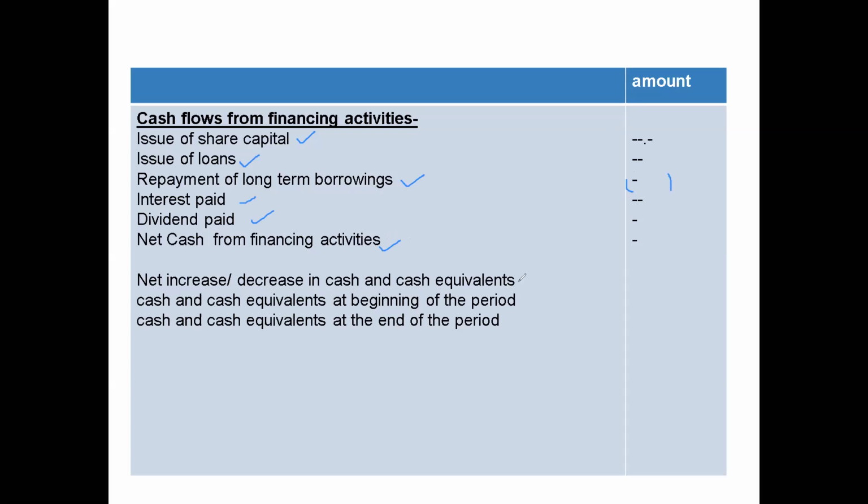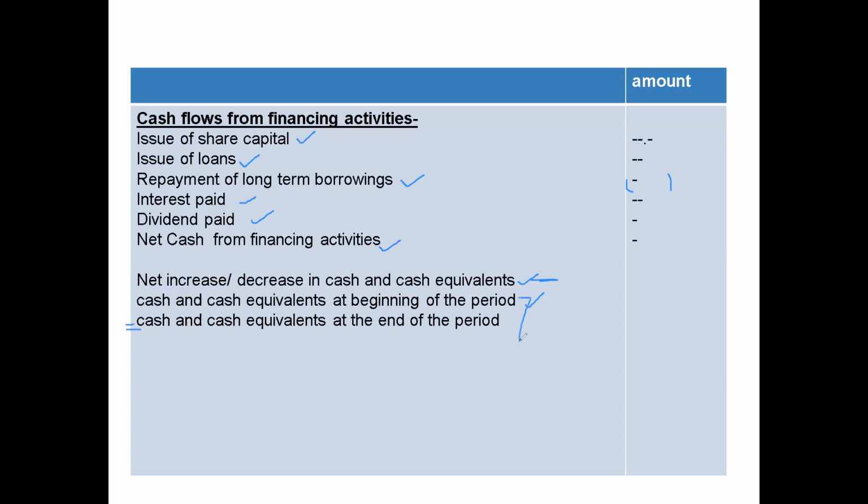Now here it would be net increase or decrease in cash and cash equivalents. That means cash from investing activities, financing activities, and operating activities. Here we'll do the total of this. So either it will be increase or decrease. So either the value would be minus or plus. Then we will add the cash and cash equivalents at the beginning of the period, and we will get the cash and cash equivalents at the end of the period.